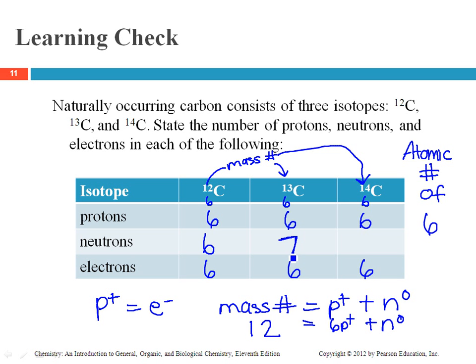So we're just showing what an isotope is. In the first isotope, we have equal numbers of protons, neutrons, and electrons. Then in C13, we have 1 extra neutron, which gives us 7 neutrons. Carbon 14, 14 minus 6 gives us 8. So this isotope of carbon has 8 neutrons. So the definition of an isotope is atoms of the same element that have different numbers of neutrons.